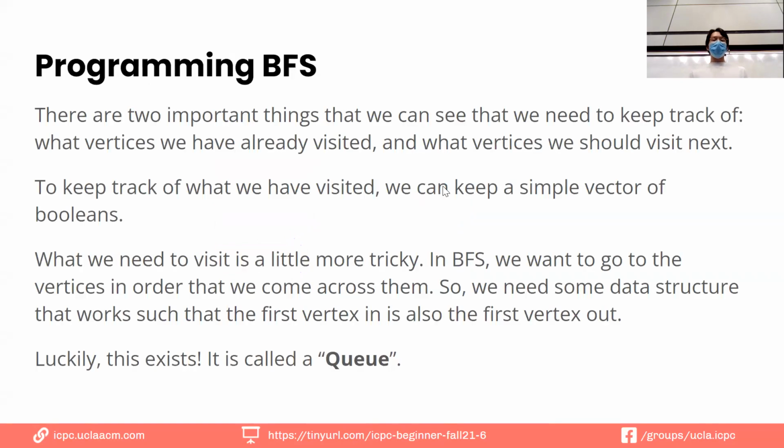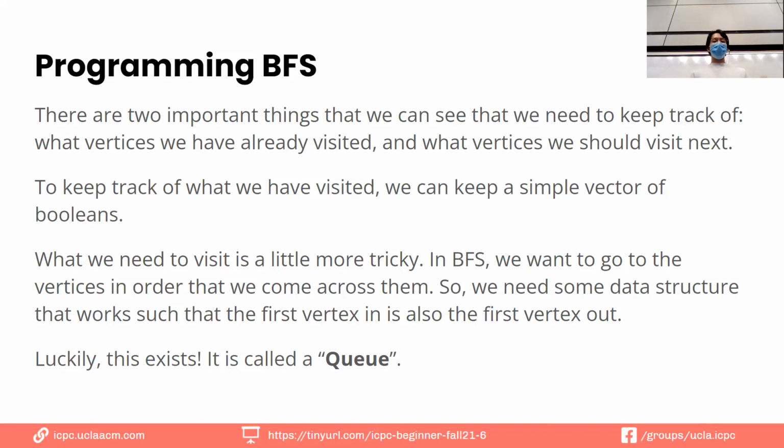So the 2 important things for programming BFS are, first, that we need to keep track of which vertices we already visited. If we don't keep track of that, we could go in a loop where we check a vertex, go to all of its adjacent vertices, and then somehow cycle all the way back, and we'll be searching forever. And second, which vertices we need to visit next, so our list of vertices. To keep track of which vertices we have visited, we just keep a vector of Booleans, which says if we visited it or not.